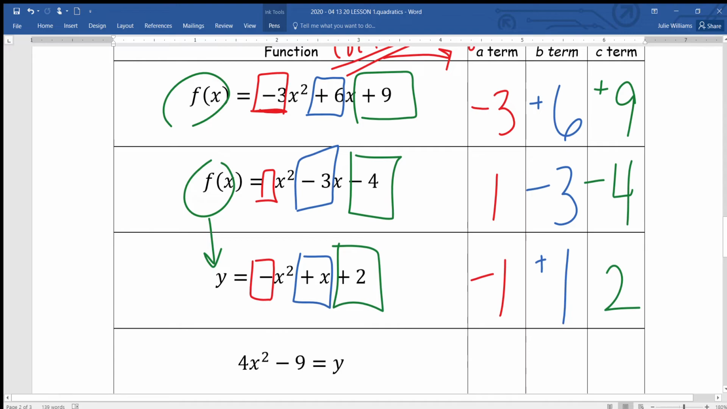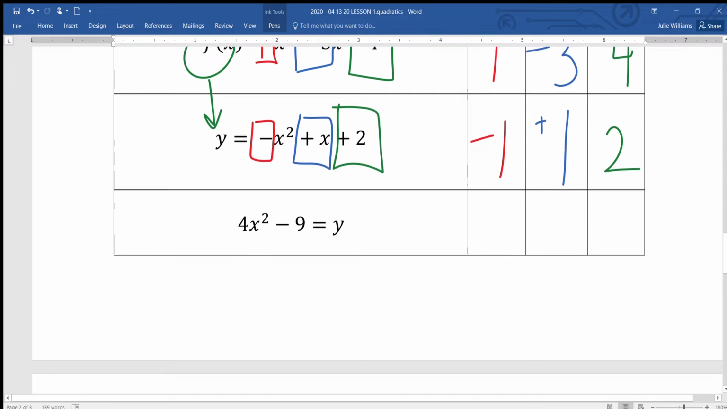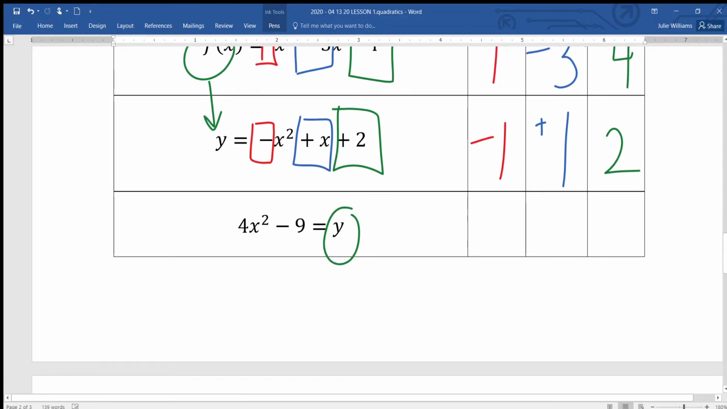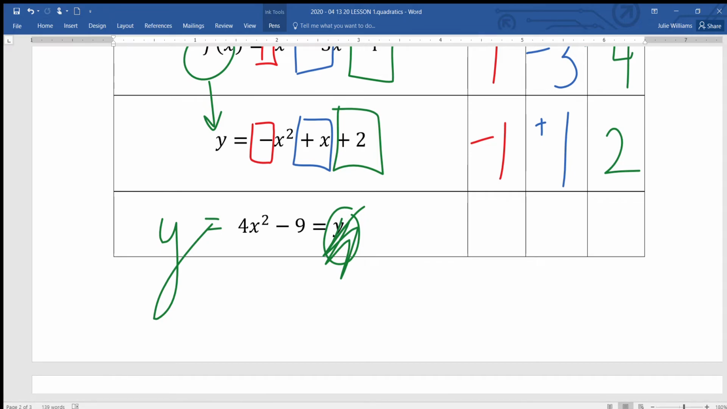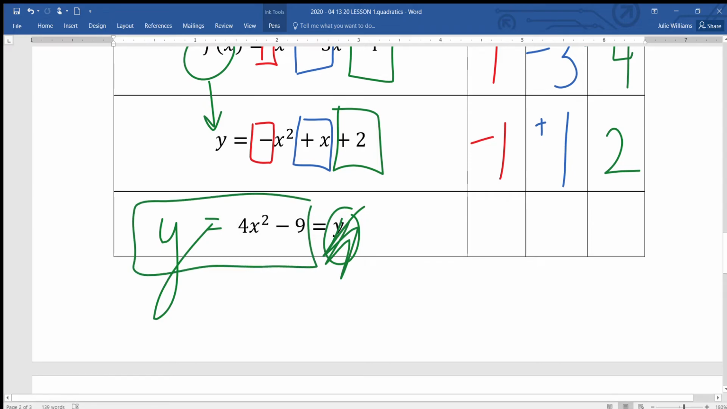All right, now the next one's trickier. Doesn't change anything just because I have the y on the right side. We know that we could simply change that around if we wanted to. That's the same thing as this, right? Sure is. All right, so now let's just assume that it looks like this: y equals 4x squared minus 9. Think about what your a, your b, and your c are. Your a is pretty straightforward. Your a is still going to be the positive 4.